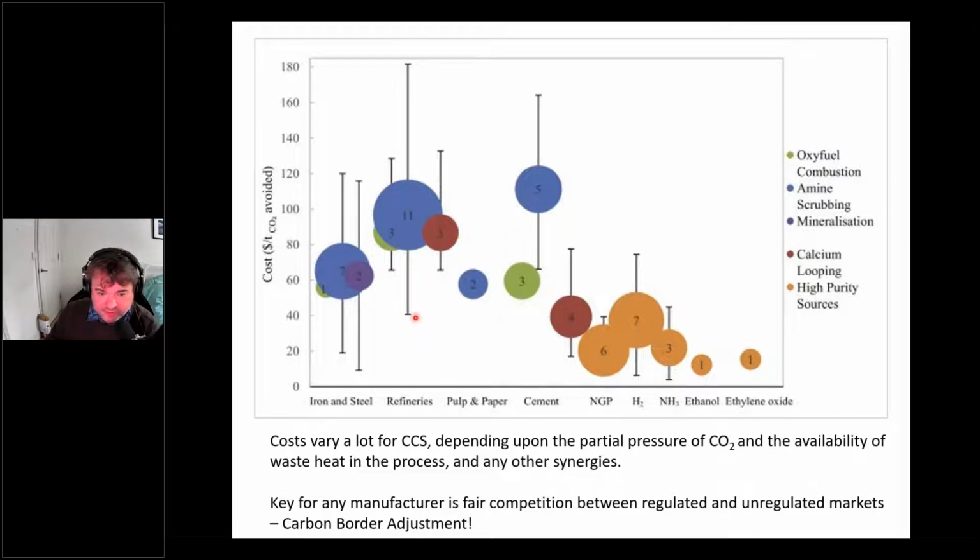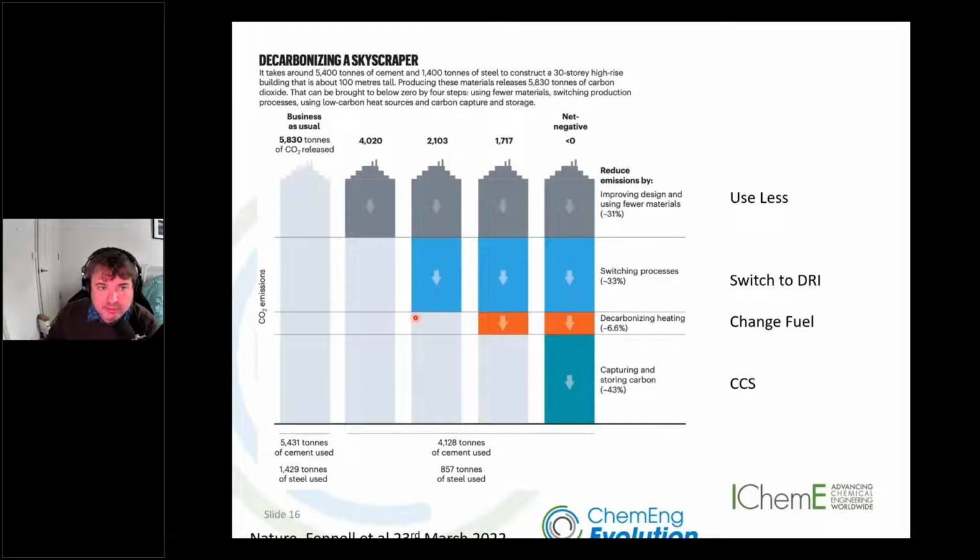Key for any manufacturer is fair competition between regulated and unregulated markets. So a carbon border adjustment means that steel or cement coming into a regulated market, a market with a cost of CO2, needs to have some sort of cost adjustment. Otherwise, the industry will just be offshored, and our CO2 emissions will just be offshored rather than being cut. And you can do a variety of different things.